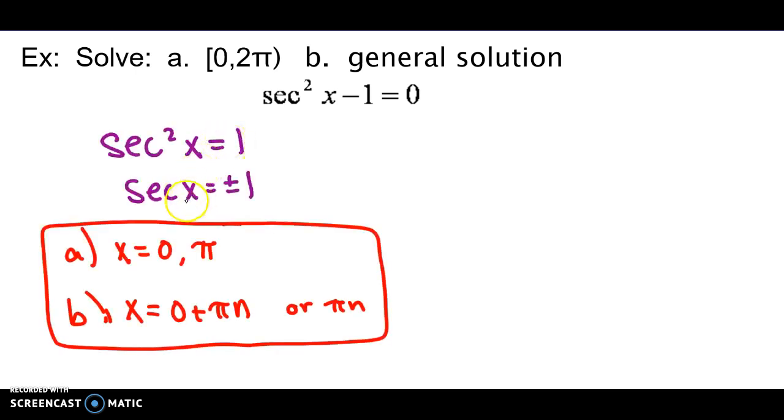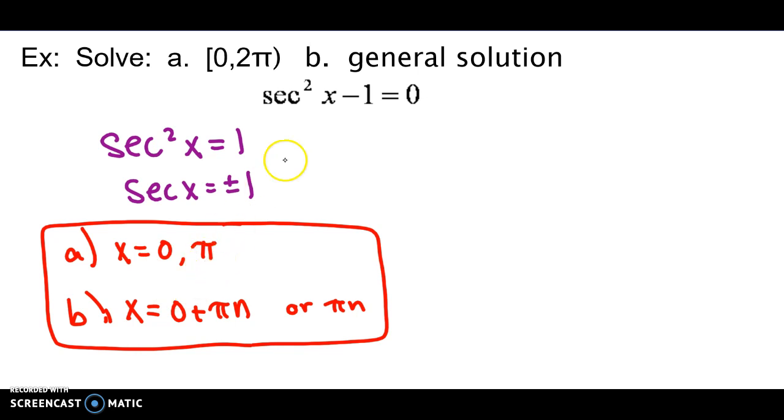Okay, so I solve this. I get secant of x is plus or minus 1. So make sure you're thinking about, okay, well, where is the secant positive 1 and negative 1? And that occurs at 0 and at pi, right? Here the secant is positive 1. Here the secant is negative 1.